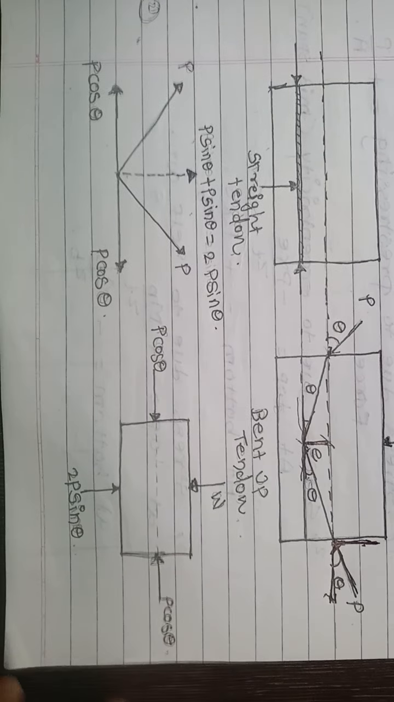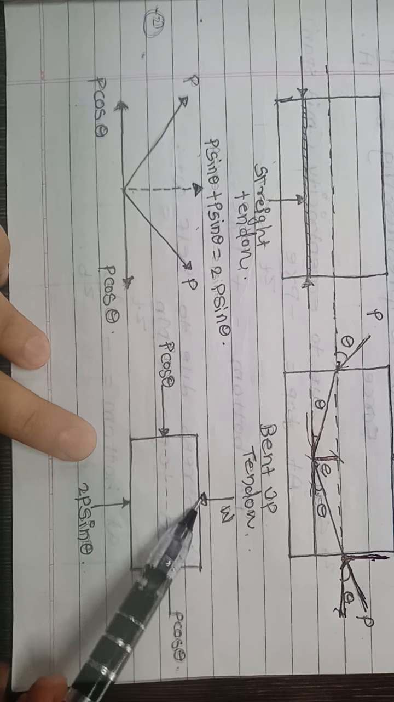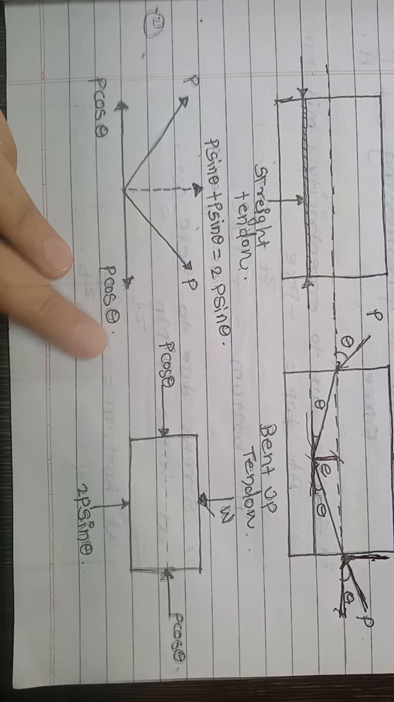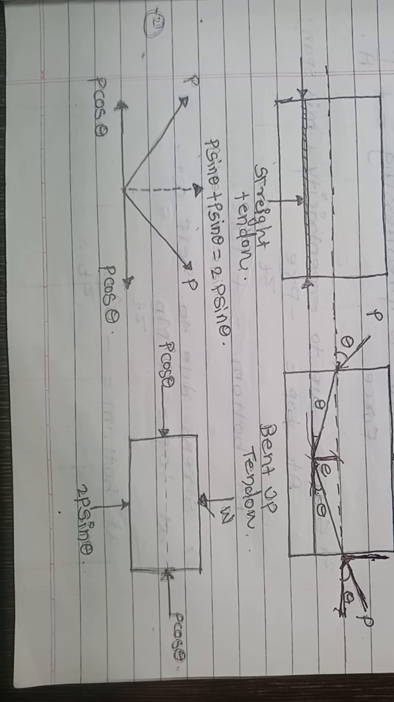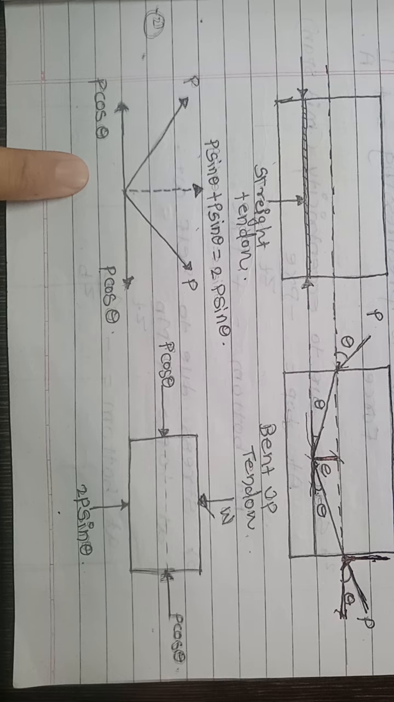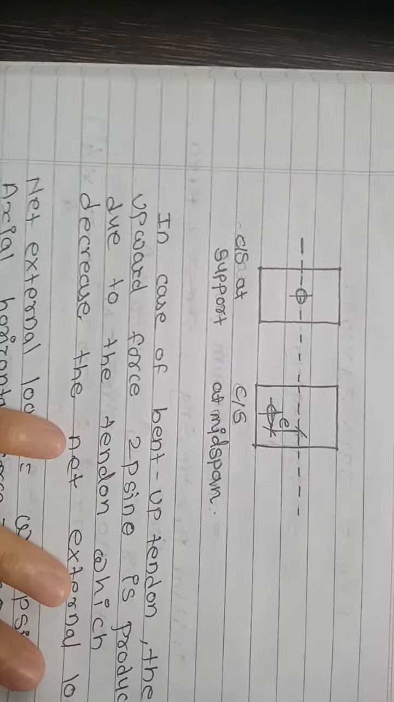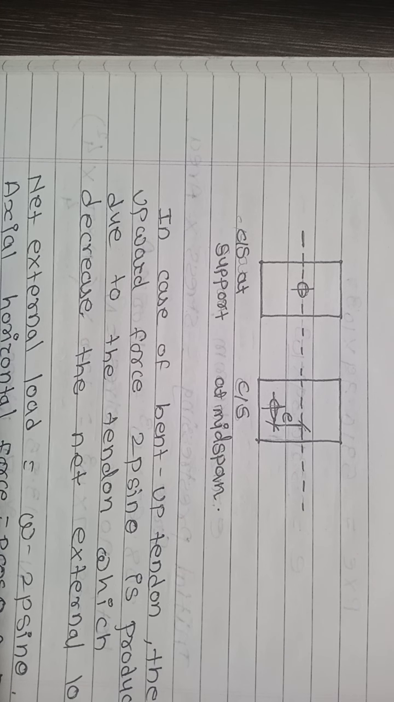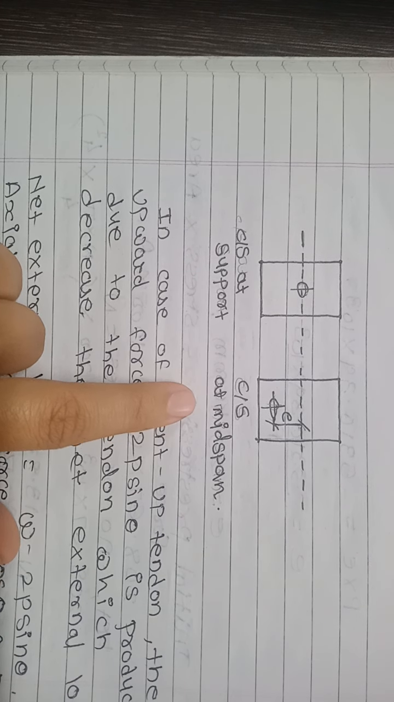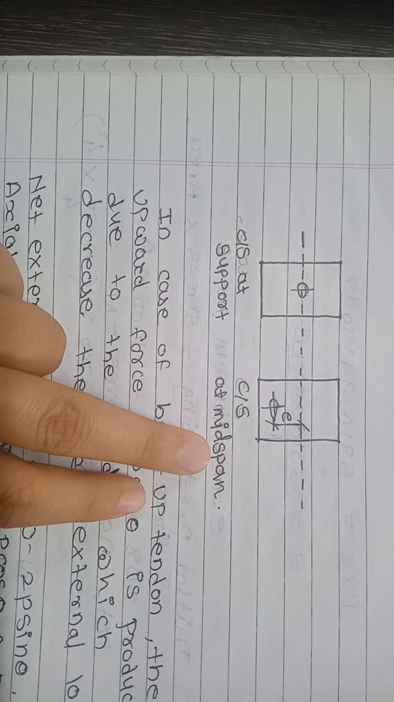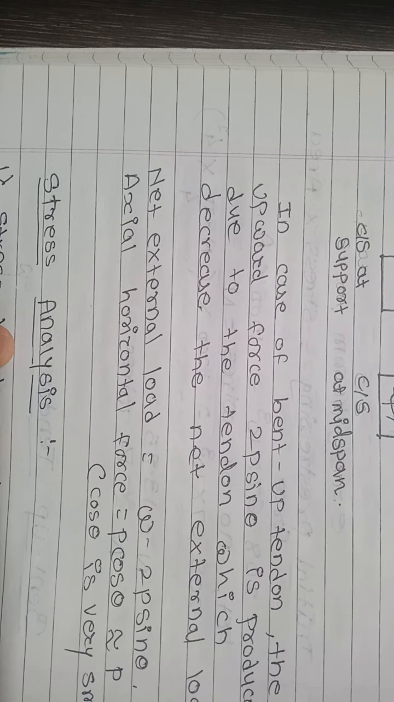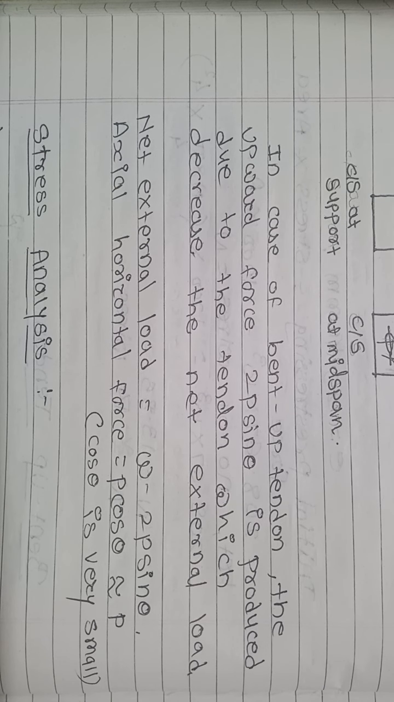Now W is the load acting, here is P cos theta, and on the upward side is 2P sin theta, from this component stresses diagram. This is the cross section at support and this is the cross section at midspan. At midspan there is an eccentricity. In the case of a bent up tendon, the upward force 2P sin theta is produced by the tendon, which decreases the net external load.